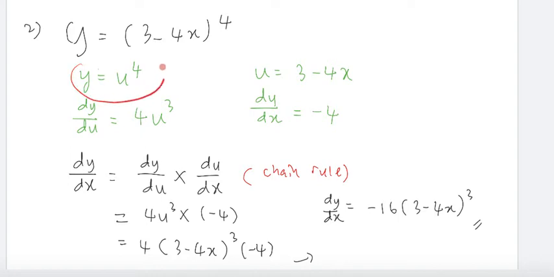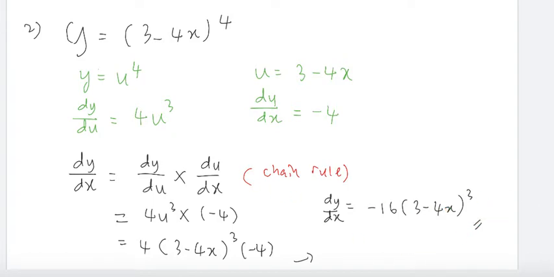Okay, I let y equal u to the power 4. So dy/du is 4u cubed. And since y equals u to the power 4, u is inside here, so du/dx is negative 4. Then use the chain rule because I want to find dy/dx. So dy/dx equals dy/du times du/dx; the du later I can cancel. You substitute dy/du inside here, du/dx inside here, and substitute back your u here. So this is the chain rule.